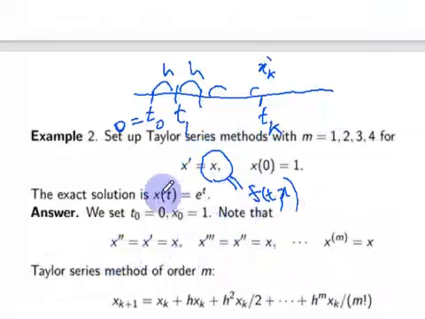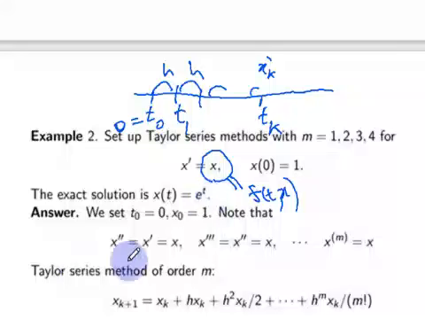For this question, x is equal to e to the t, right? When you differentiate the exponential function many times, you get itself. That's why x double prime is equal to x prime, which is equal to x triple prime. When you differentiate x any number of times, you get the exponential function again. So the mth derivative of x is equal to x.